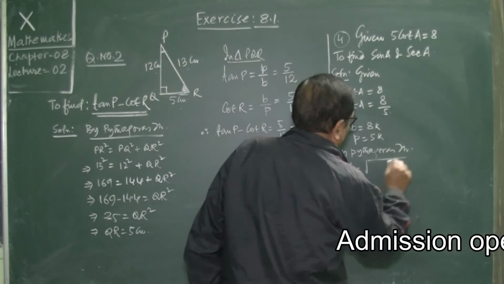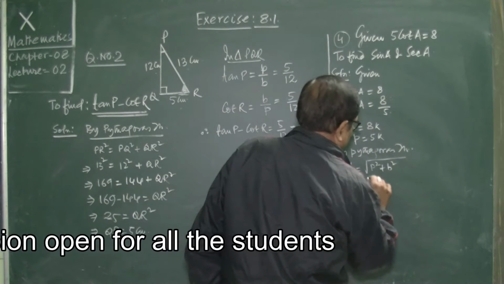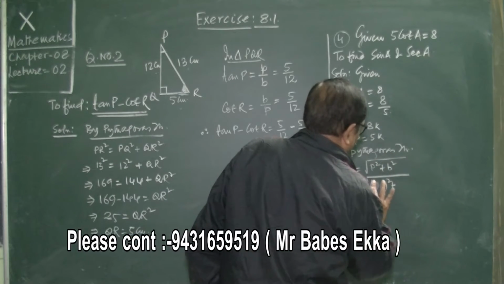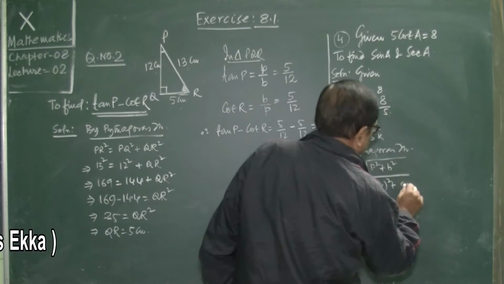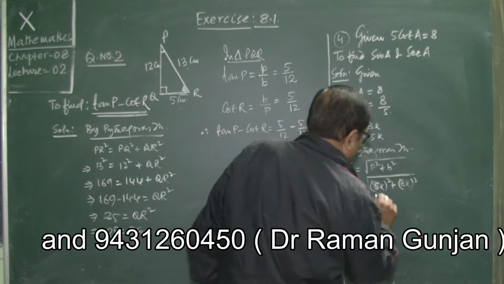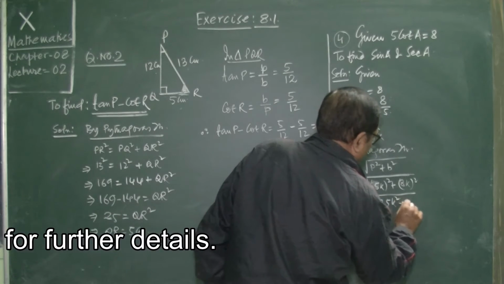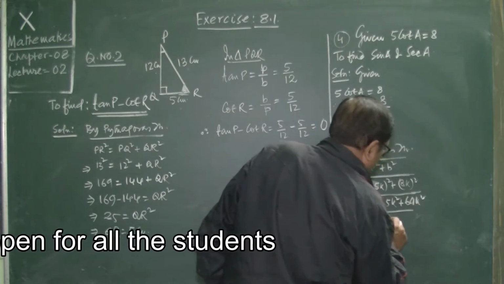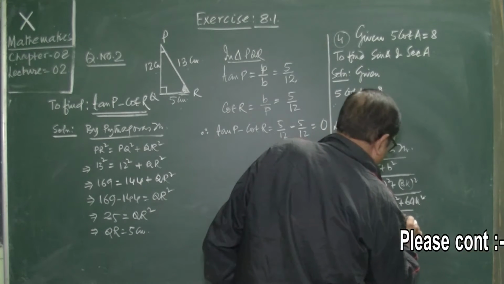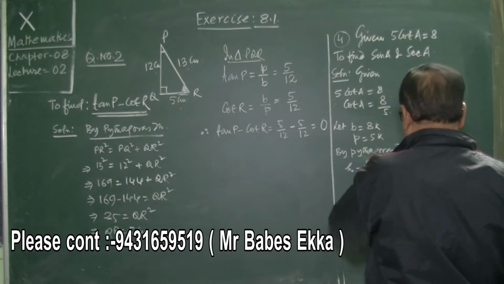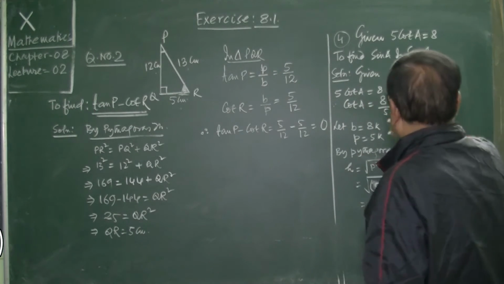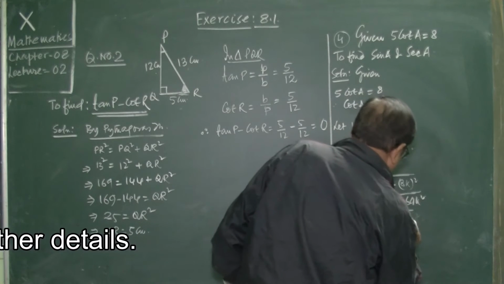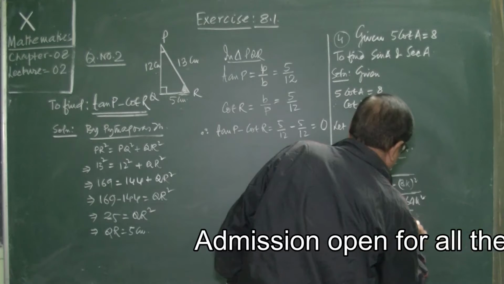H equals under root P square plus B square, that is under root P square means 5K's whole square, and base square means 8K's whole square. So what we are finding is root under 25K square plus 64K square. On adding the two, we will find that it is under root 89K square.